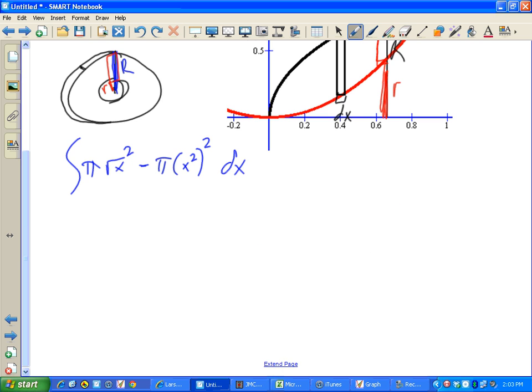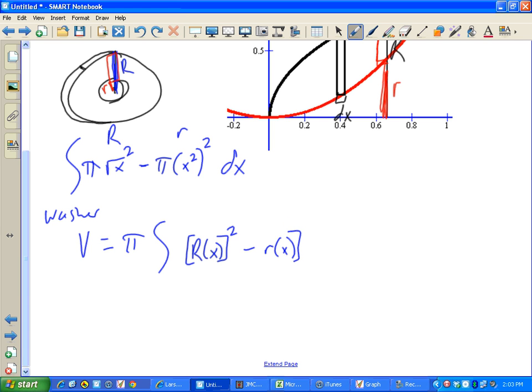Okay, and we can simplify this a little bit. So this, remember, is big R. This is little r. So in the general formula, I could pull a pi out. This is the washer method. The volume would be pi, since that's a constant, times the integral of big R, which is a function of x, squared, minus little r, which is a function of x, squared, dx.